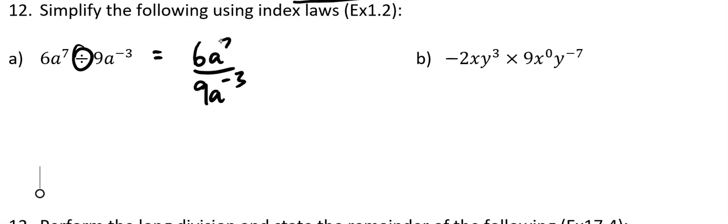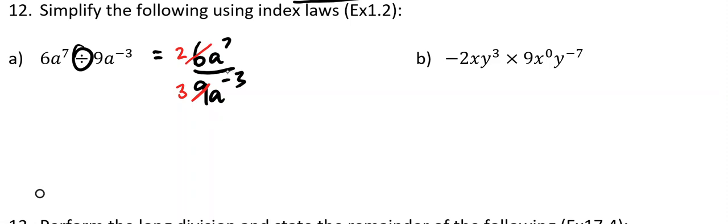You find the highest common factor for just the 6 over 9, which is stuff you've been doing since year 7 or even earlier. So 3 is the highest common factor. 3 goes into 6 twice. 3 goes into 9 3 times. So it becomes 2 over 3 as your coefficient out the front.